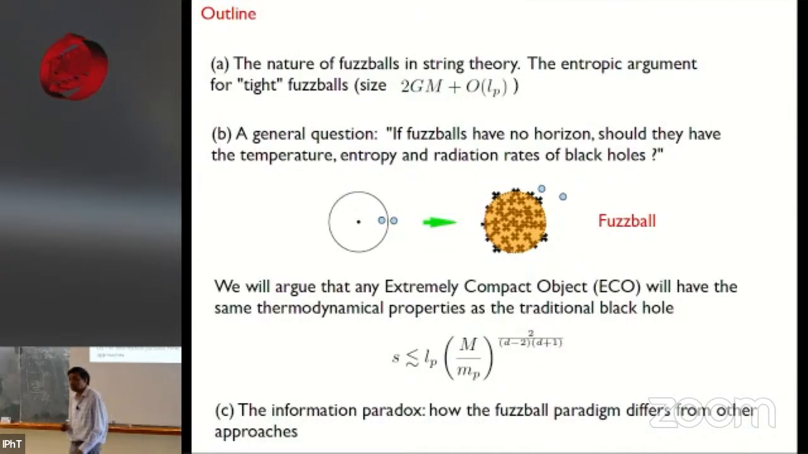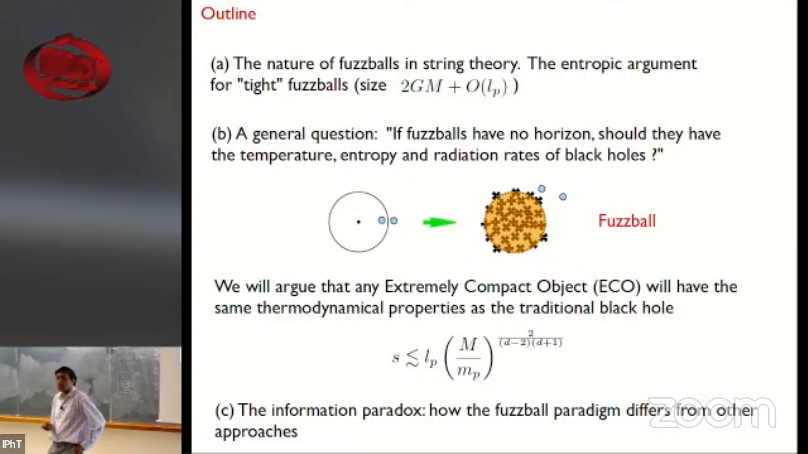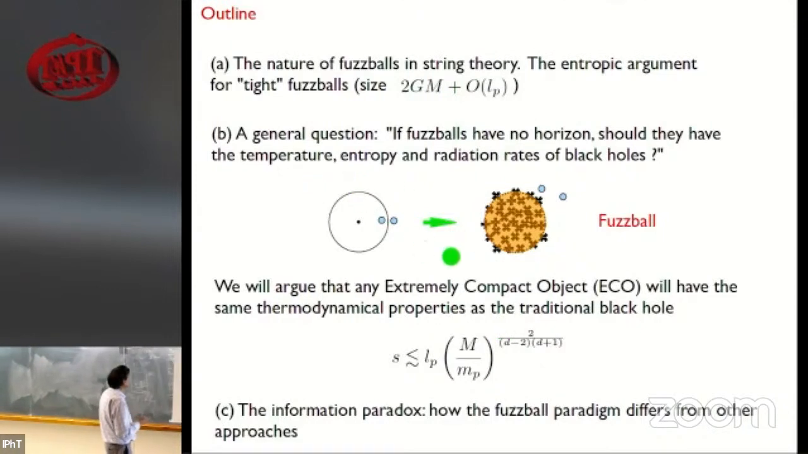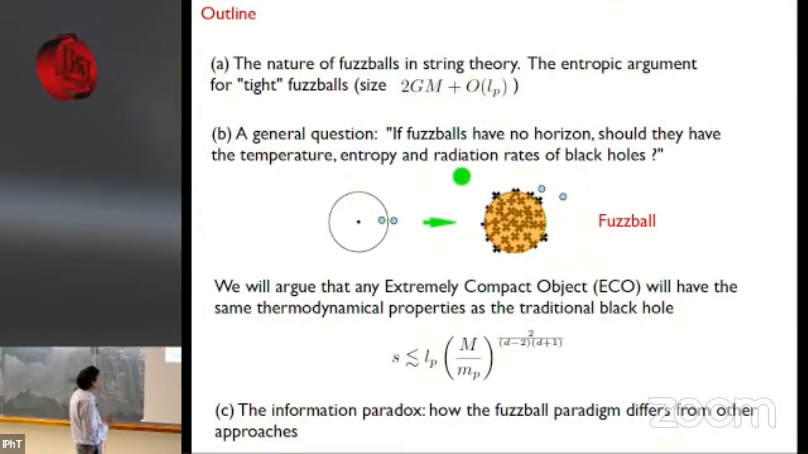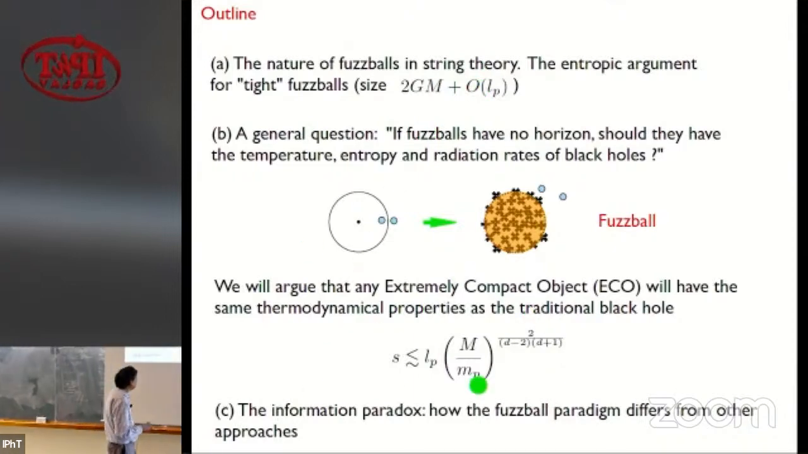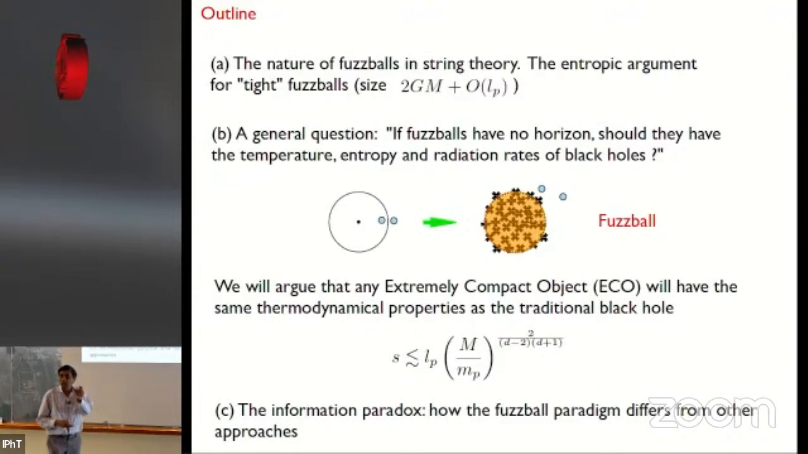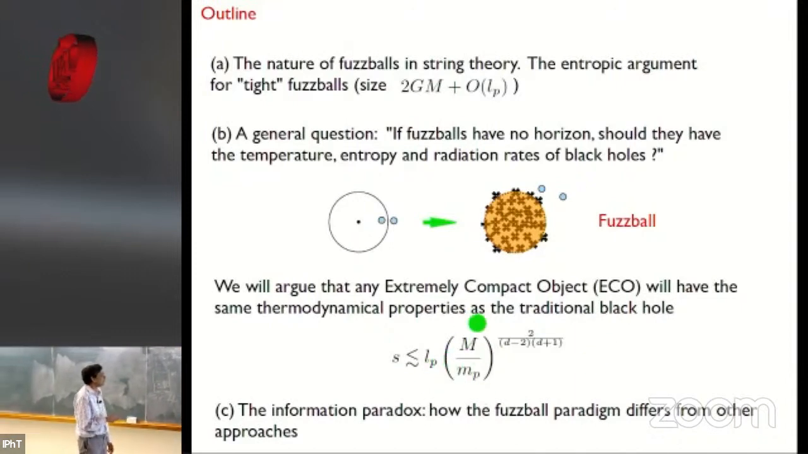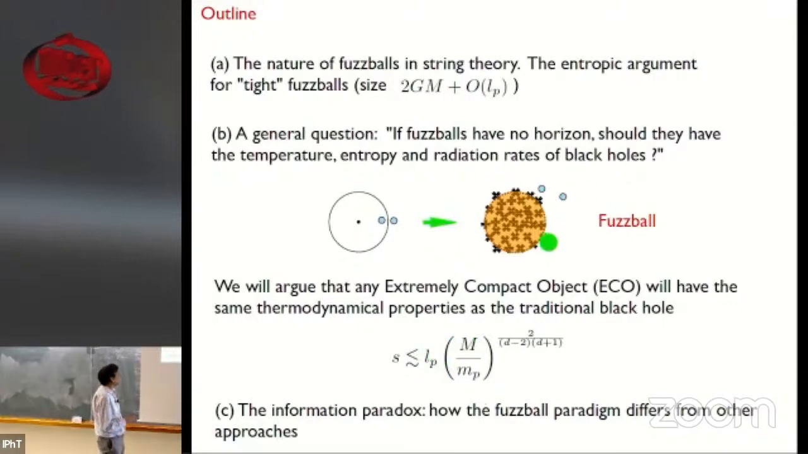If the fuzzball theory has shown that you don't get a horizon, then can we reproduce all the other properties of black hole thermodynamics that we believe in, like the entropy, the temperature, and the radiation rates? And so what we'll argue is the following: even if you have a fuzzball, and the fuzzball is very compact, it doesn't have to be Planck length, it could be a little bit bigger than that, but parametrically close to 2GM. In that case, any extremely compact object will have to have the same properties as the traditional black hole. So if the size of the object, how far out of the horizon radius it is, I call that s, you can see s is of order Planck length, but then it could be multiplied by something. But it's not like it's 2M or 3M. It's Lp times something, so it's overall parametrically close to the horizon radius.